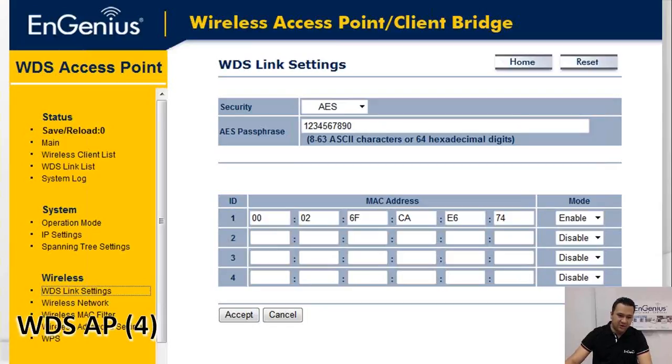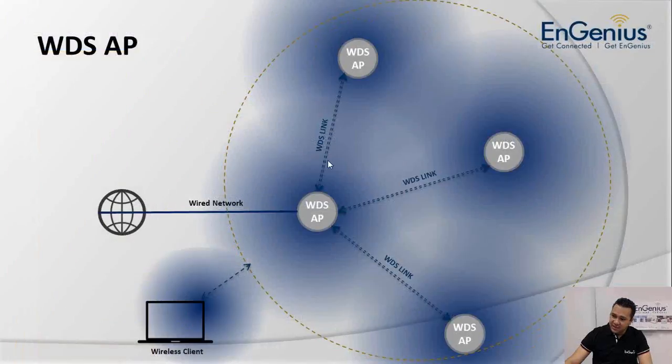If I go back to a previous slide, in this access point, I would have filled in the 3 MAC addresses of these access points. And in, for instance, this access point, I only have 1 MAC address filled in, the MAC address of this access point, to make the WDS link.